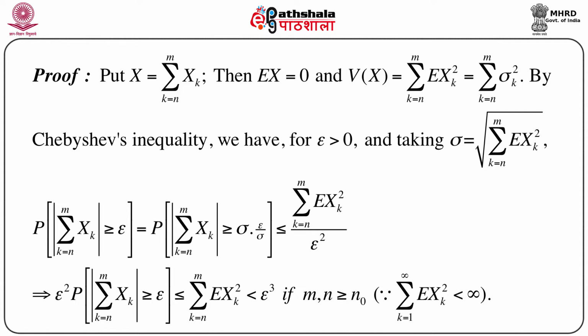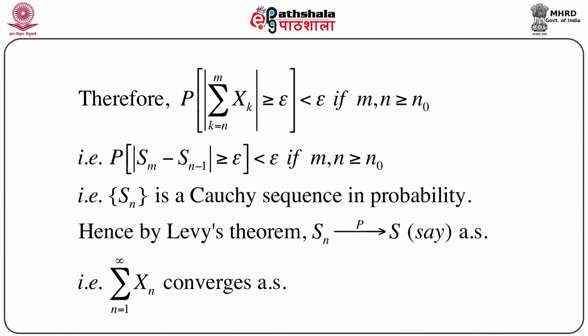Now, it is clear that we have the condition that summation expectation of X_k square is less than infinity. So, for every epsilon, we can always find one n naught (epsilon) such that whenever m, n both greater than n naught, this condition will hold. Therefore, we immediately get probability that modulus of summation X_k greater than or equal to epsilon is less than epsilon, provided m, n both greater than n naught.